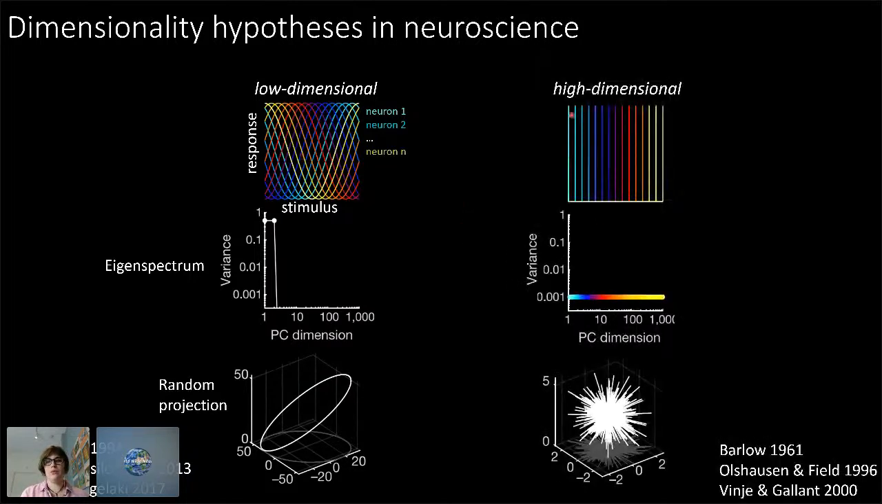However, you could have something which is a high dimensional code where every neuron is coding for a different stimulus along this 1D vector. And so each of these spikes here is a different neuron. And this will correspond to an eigenspectrum that's flat. Each eigenvector is one of these neurons, and the variances are basically the magnitudes of the responses of these neurons.